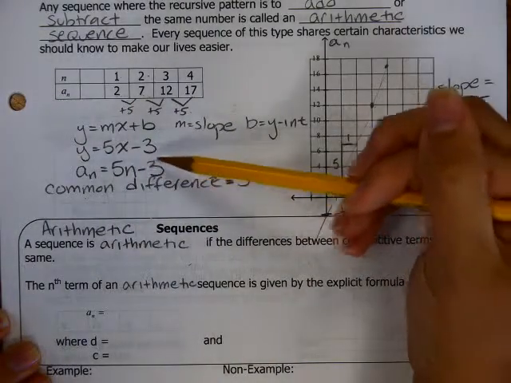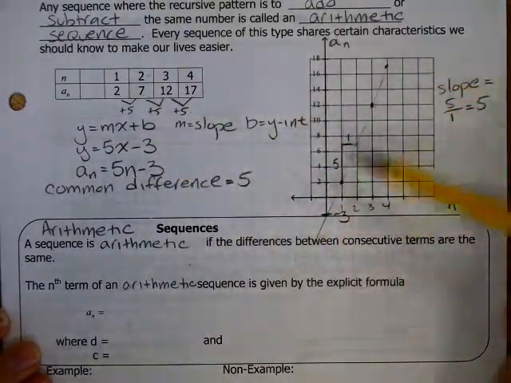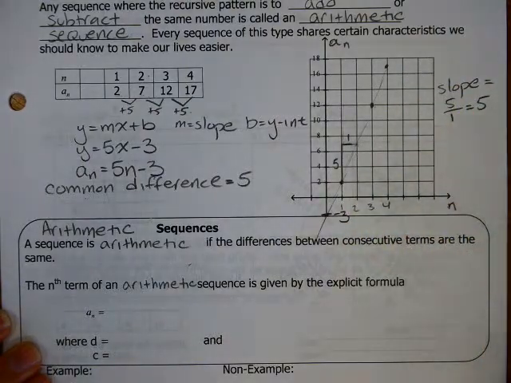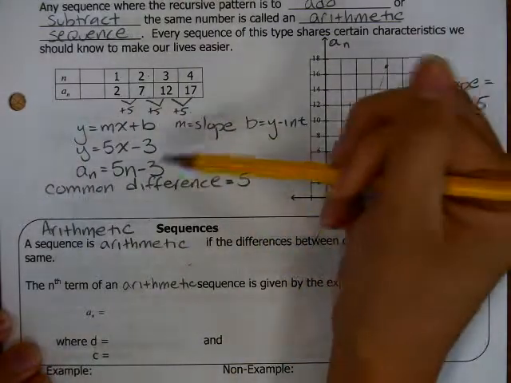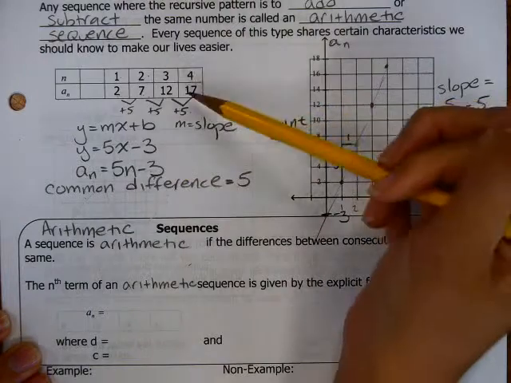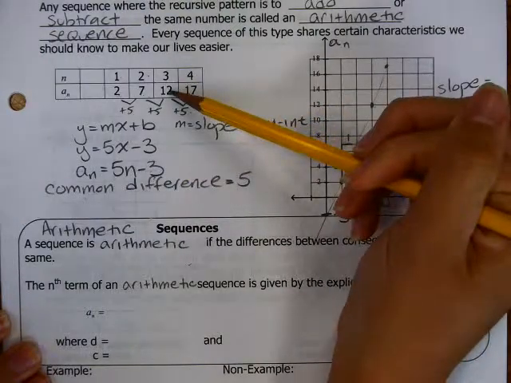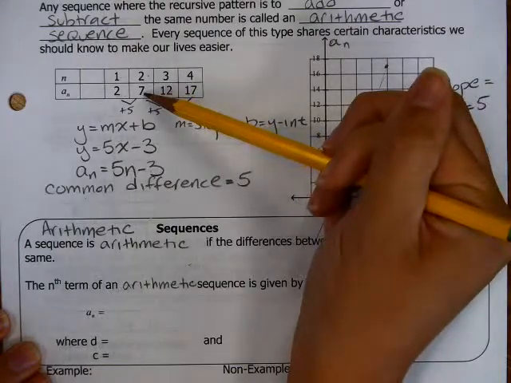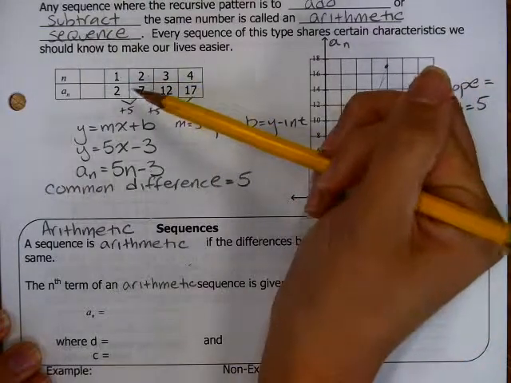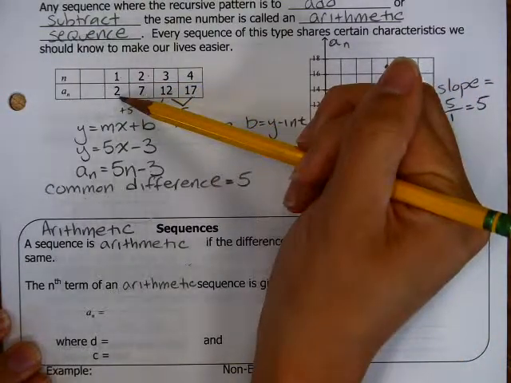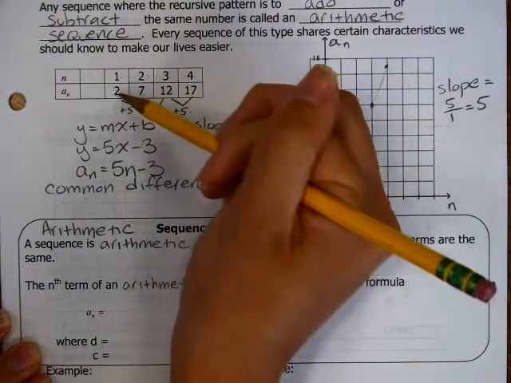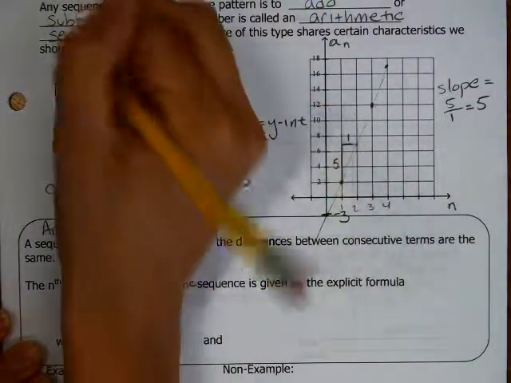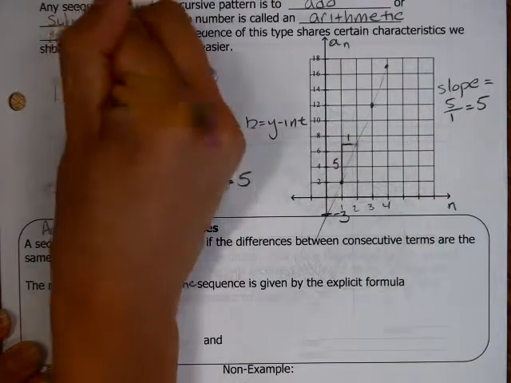Now, the y-intercept here, again, we don't want to have to make a graph every time we're looking at a sequence. So we could figure this out from the table. To get from 17 to 12, you subtract 5. From 12 to 7, subtract 5. From 7 to 2, subtract 5. So if we follow that pattern, 2 take away 5 is negative 3.